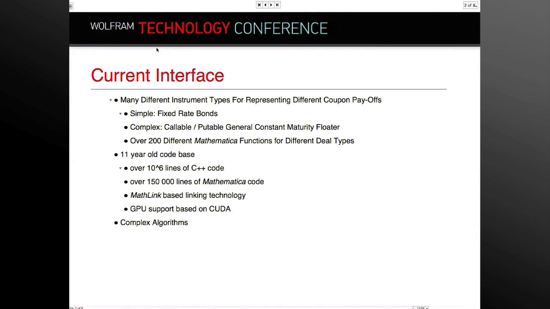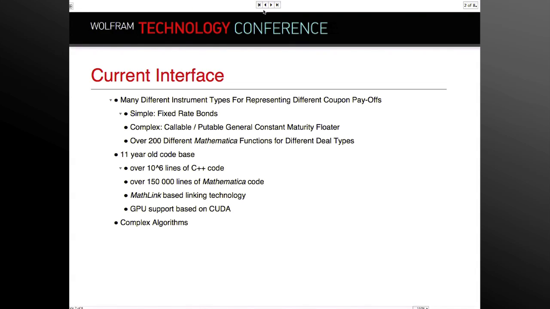The problem of CUDA is that CUDA does not support the CPU, and also it only works on NVIDIA graphics cards. And as Michael already mentioned, we have very complex algorithms. Almost any instrument type needs its own algorithm for doing the computation. So that's where the million lines of code stem from.